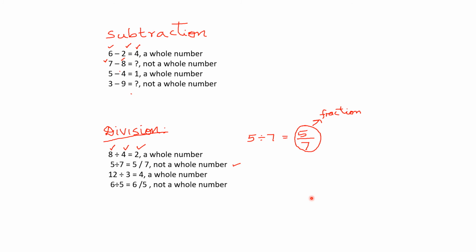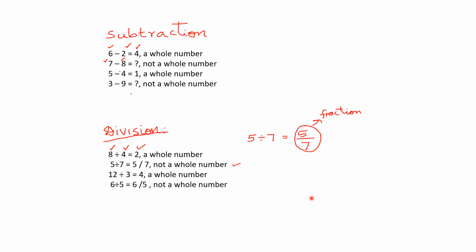Is 8, 4 and 2 whole number? Yes. 8, 4 and 2 are whole numbers. Clear? So you can put a comma. 8 divided by 4 equal to 2, comma, and you can write there a whole number.